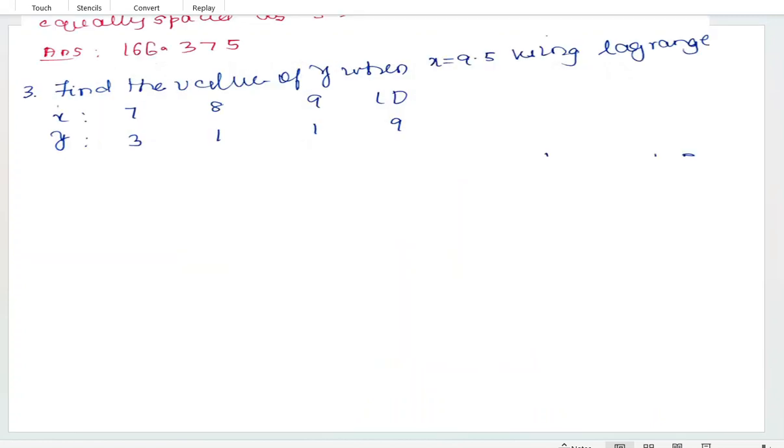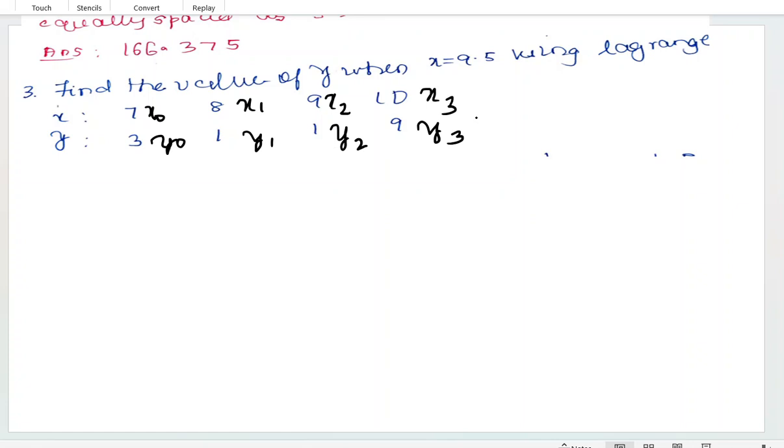Now, we solve a problem by the Lagrange method. Find the value of phi when x is 9.5 using the Lagrange method. In this case, if you observe, we are given 4 points. The first point is called x0, this point is called x1, this is x2, and this is x3. The corresponding values are called y0, y1, y2, y3.